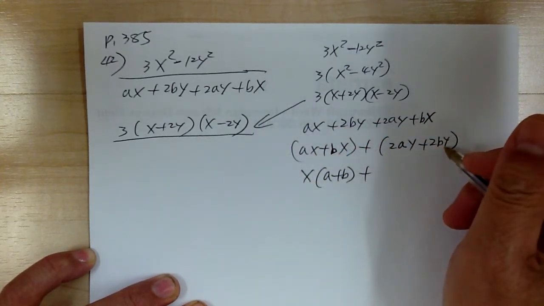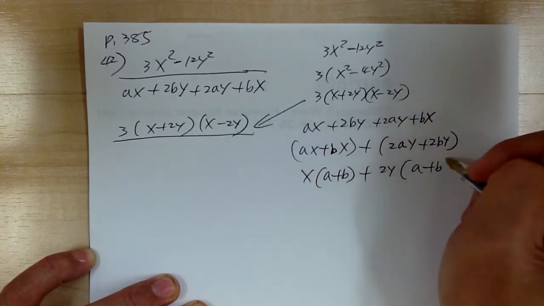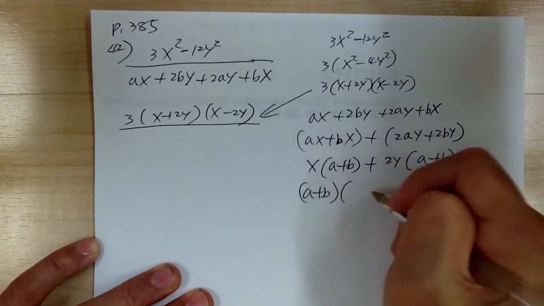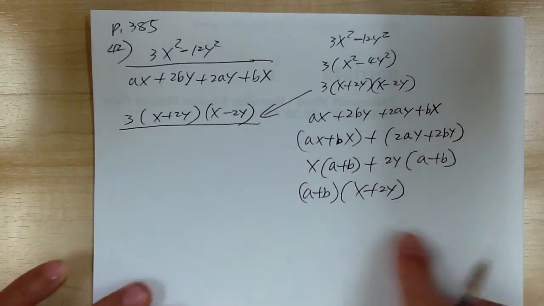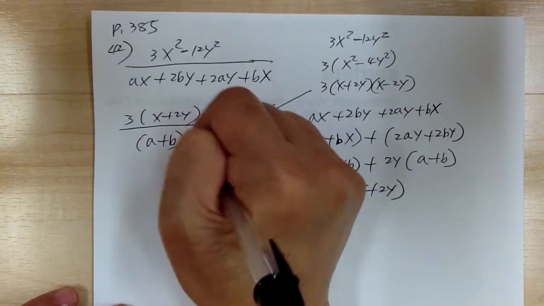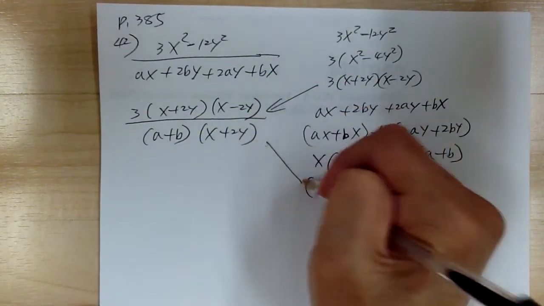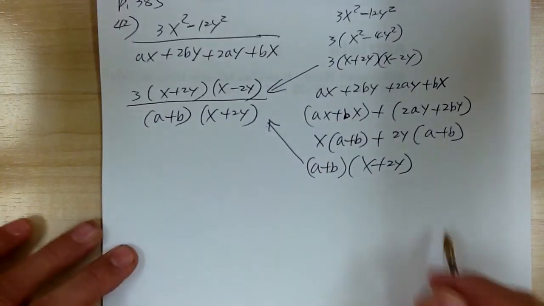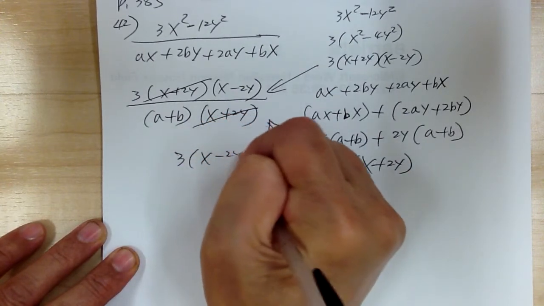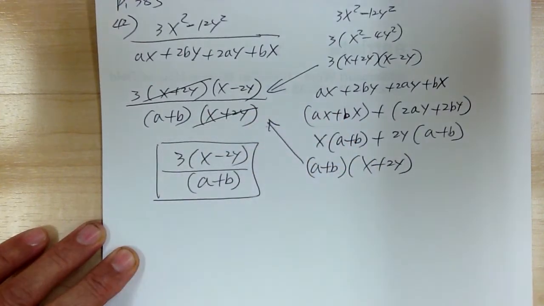Over here, you can factor out the 2y. So you got a plus b. Then after that, you can factor out the a plus b. So you got x plus 2y. Once you do that, you can put it underneath here. So you got a plus b, and you got x plus 2y. So again, this came from here. Now you can cancel things out. This and this cancel. So you got 3 times x minus 2y over a plus b. And that's your answer for number 42.